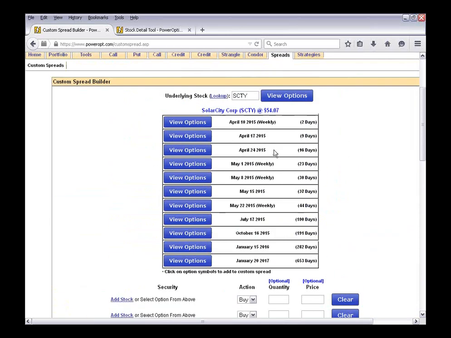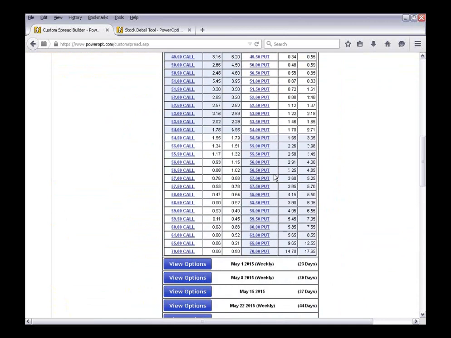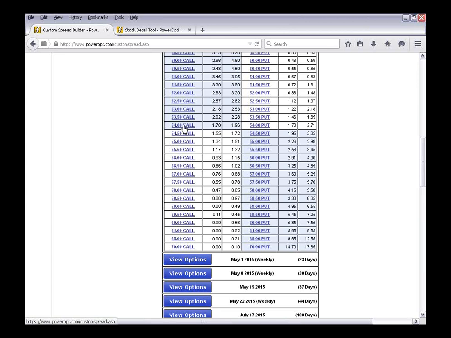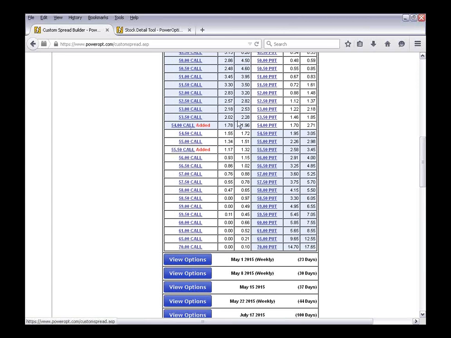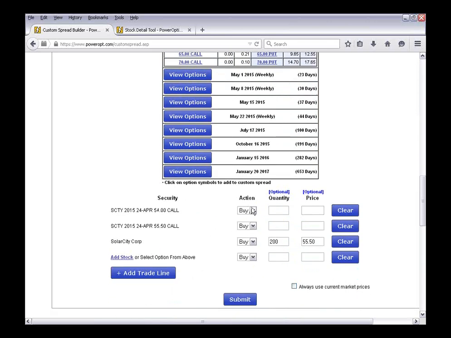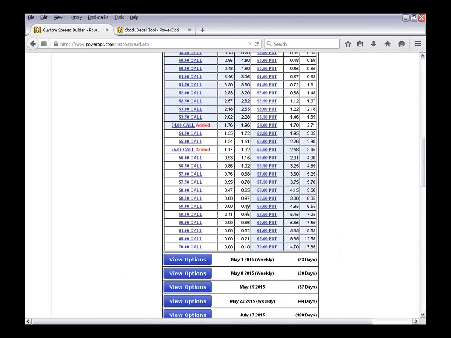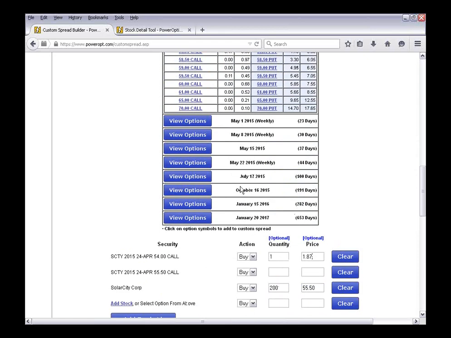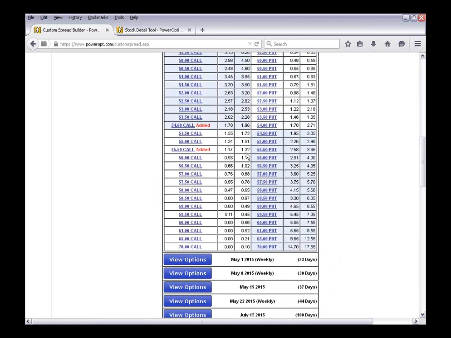How about this? Let's do that ratio repair again, but this time in just the static 2-to-1 ratio. Go to April 24th. We were looking at the 54 to the 55.50s. Okay, let's call it 1.80 to 1.95, a 15-cent bid-ask spread, about 18 cents bid-ask. So let's put 9 cents in. Let's call it $1.87 to buy the 54, but we're going to buy one. Yeah, 187.